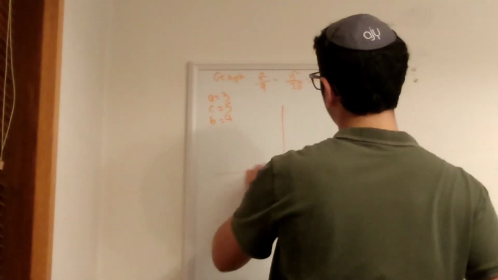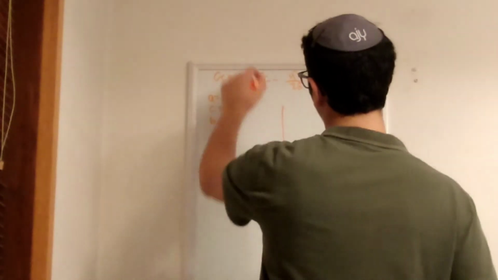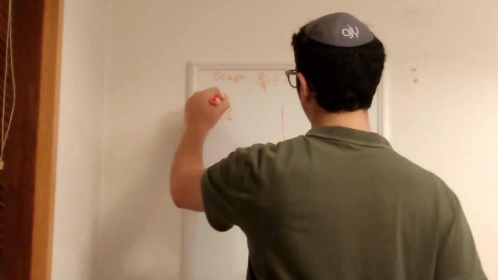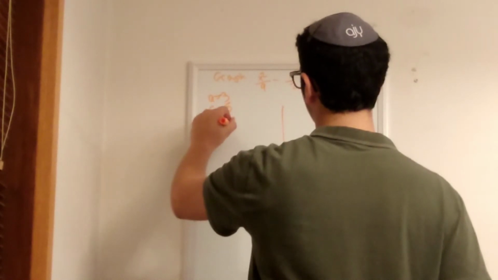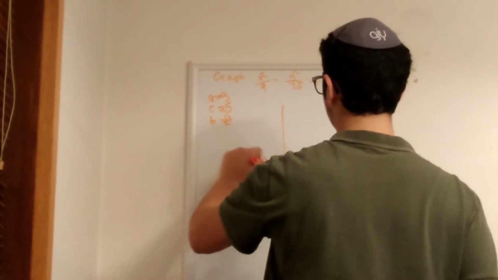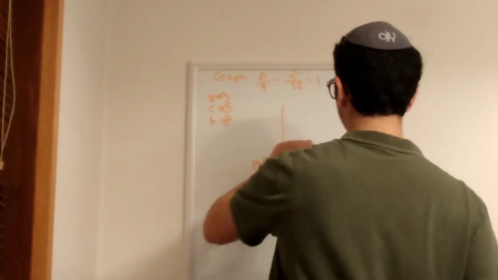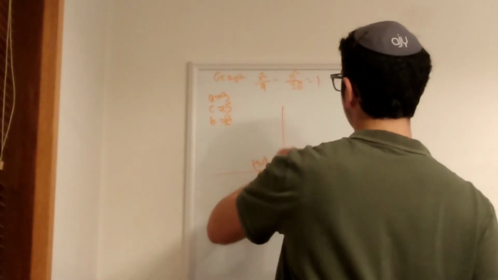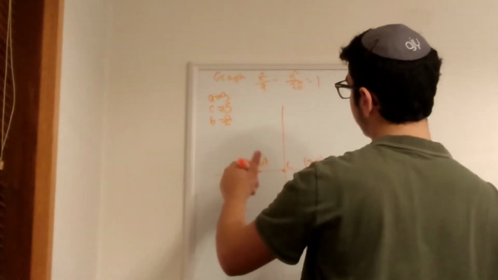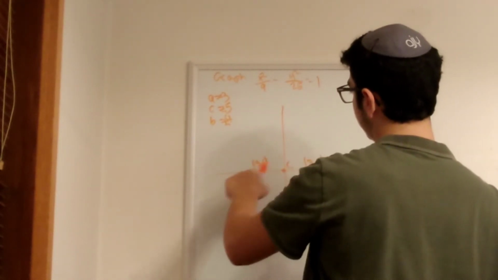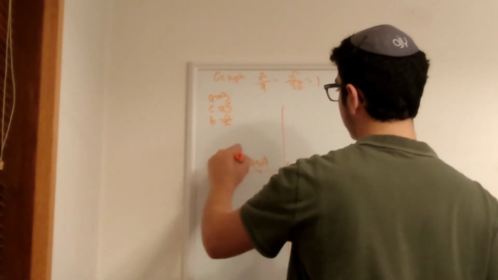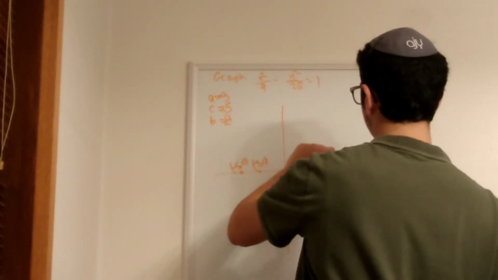So a corresponds to the x, so it's going to go out 3 and negative 3. So the vertices are going to be 3, 0 and minus 3, 0. These are the vertices. And the foci are going to be right over here, minus 5, 0, and 5, 0.